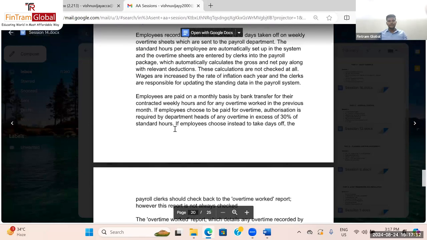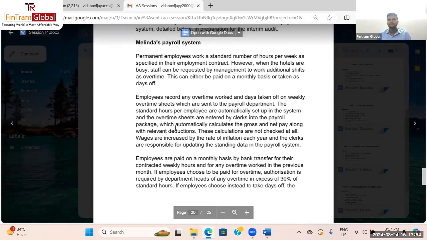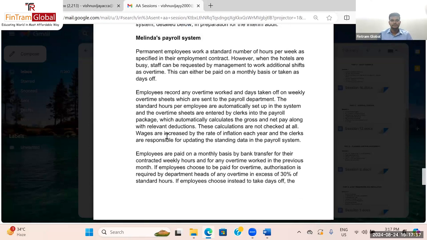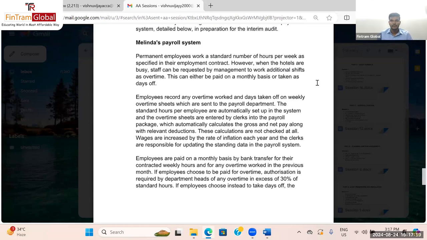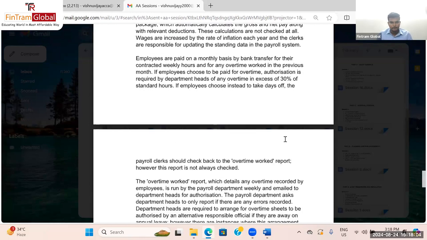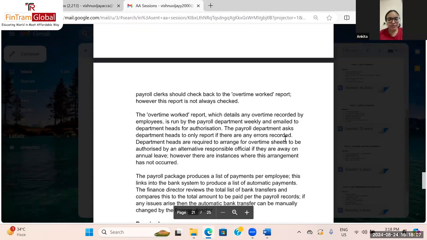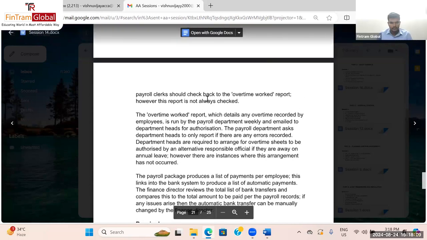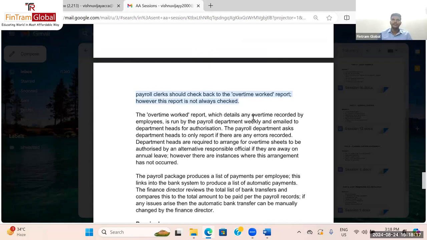So, throughout, have you guys noted any issues as such? Not checking overtime. Payroll clerk should check back the overtime work report. However, this report is not always checked. Okay. So you've identified the issue. Now you have to explain the impact of that issue as well. If it is not checked, there might be over or underpayment done for any of the accounts.